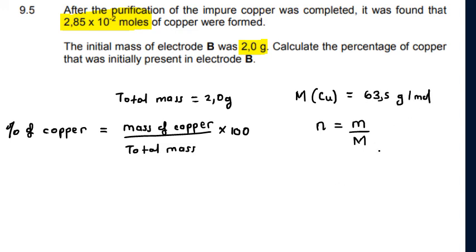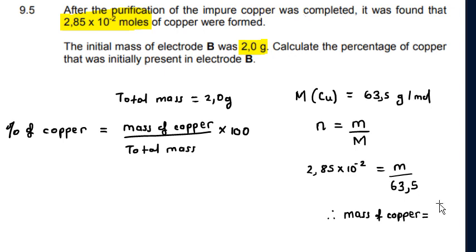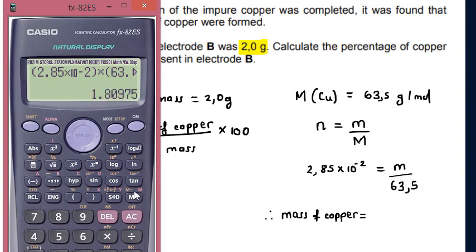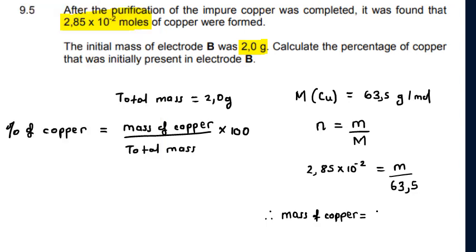Going back to our calculation, from the periodic table we got 63.5 grams per mole. Substituting in the number of moles given to us, 2.85 times 10 to the minus 2, we want the mass, and we just found the molar mass. So the mass of copper that was embedded in that impure ore works out to be 1.80. We need to round off to 2 decimal places, so this is going to be 1.81 grams. So 1.81 grams of copper was in that impure ore.